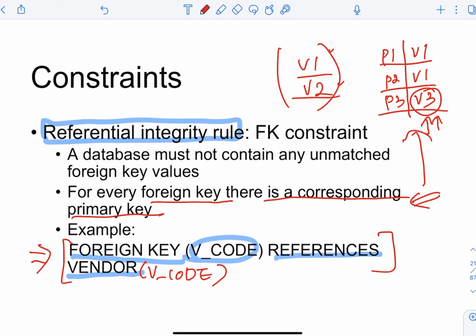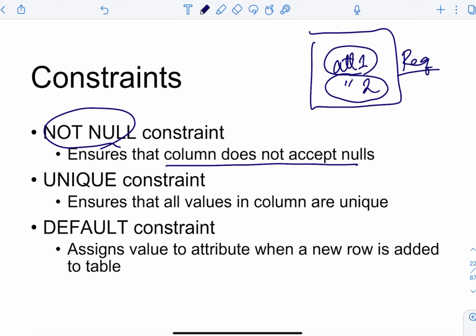In addition to primary key constraint and foreign key constraints, there are some popular constraints you can use. The first one is non-null constraints. Non-null constraint ensures that column does not accept nulls. So in your ER model, when there is an entity, we have attributes. So let's say attribute 1, attribute 2. For each attribute, using boldface or not, we can describe whether this attribute is required or optional. If it's required in your database, you must say it's not null.